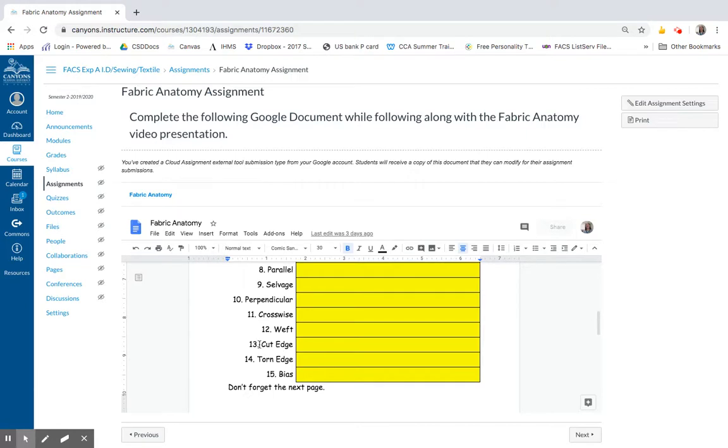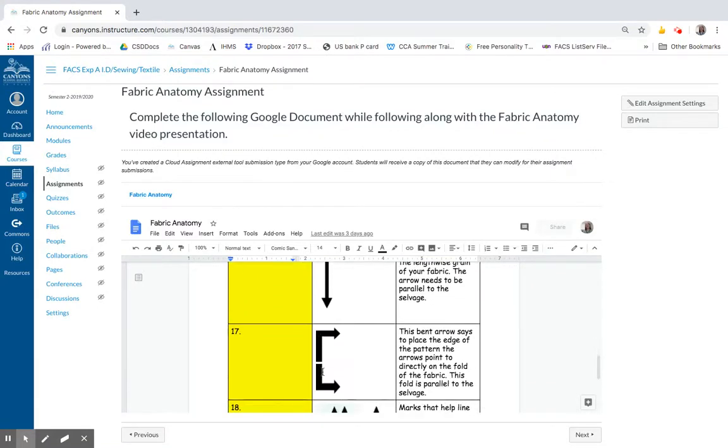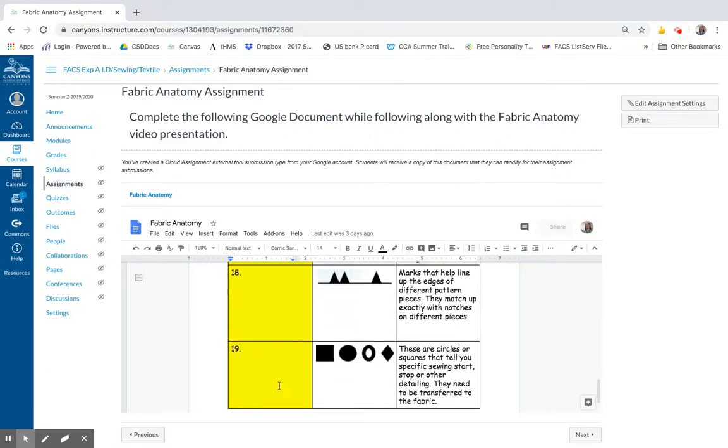The cut edge of your fabric, briefly mentioned, is that zigzag edge of the fabric that you get when you go to the store and the lady cuts them out that you need. And then the torn edge is when you cut into the selvage and you tear across so that you get one single crosswise across. And then your pattern symbols, make sure you name them in here.